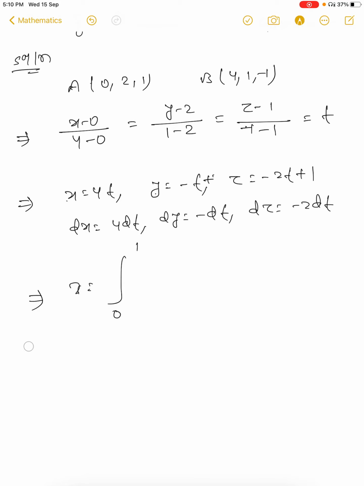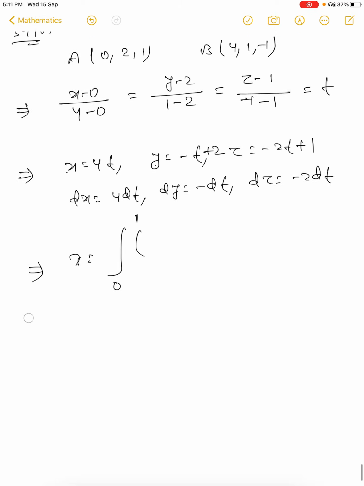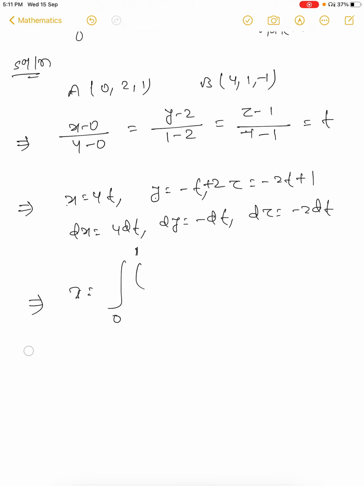Okay, plus 2, here it will become plus 2. So when y is equal to 2, you will get t is equal to 0, and when you put y is equal to 1, then you will get t is equal to minus 1, because of minus t. So here 1, and put the x value, in the place of x 4t, and like this way you have to put it.